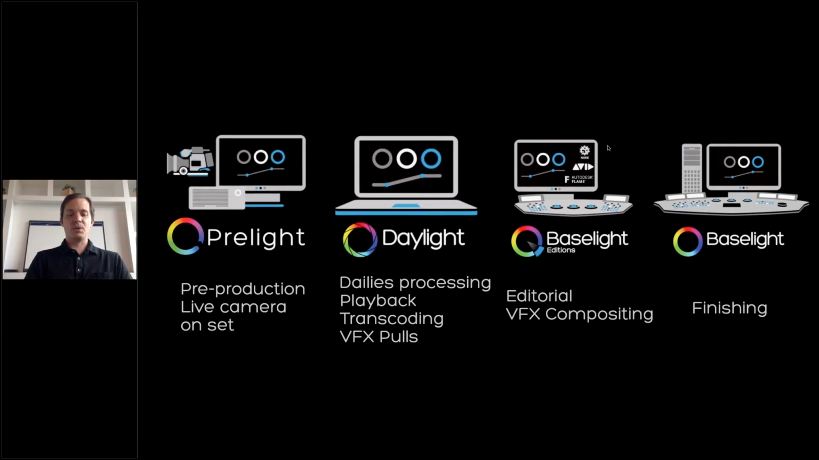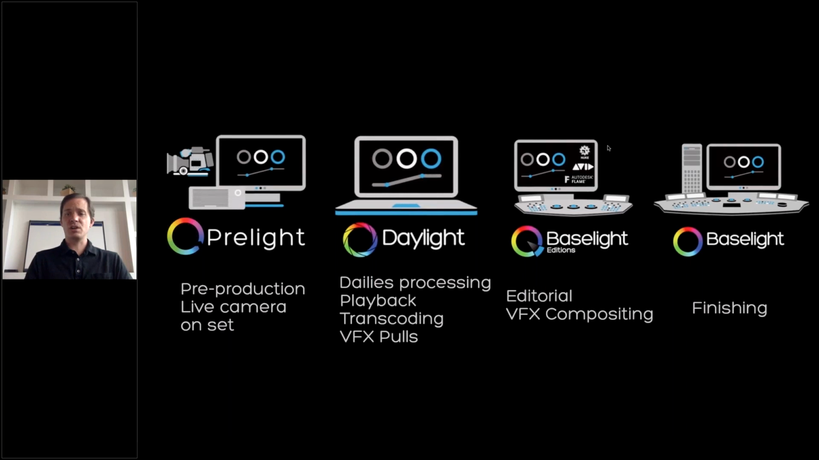So if you start at the very beginning with pre-light, that would be used for live on-set production. So when you want to affect the color of the live feed out of the camera going to the monitor on set, that's what you would use pre-light for. It can control a hardware box, a LUT box, or an Aja or Blackmagic box to process the video signal and apply a basic color correction that you can see right there on set.